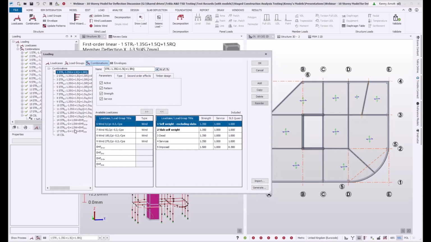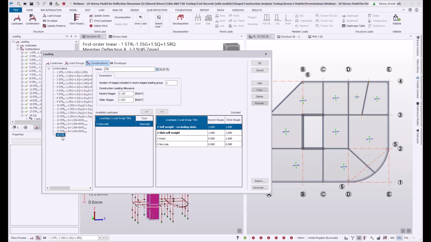I've also set up here the stage construction combination, the construction stage loading combination, and in that I've included self-weight and the slab self-weight in recent and older stages, and then in the older stages I put in all of that dead load finishes allowance and 50% of the services allowance, and then I've used the construction loading allowance to apply loads of 0.1 to a new stage, and then 1 kilonewton per square meter to the older stages. So there's a reasonably significant proportion of the total load getting applied during construction here.